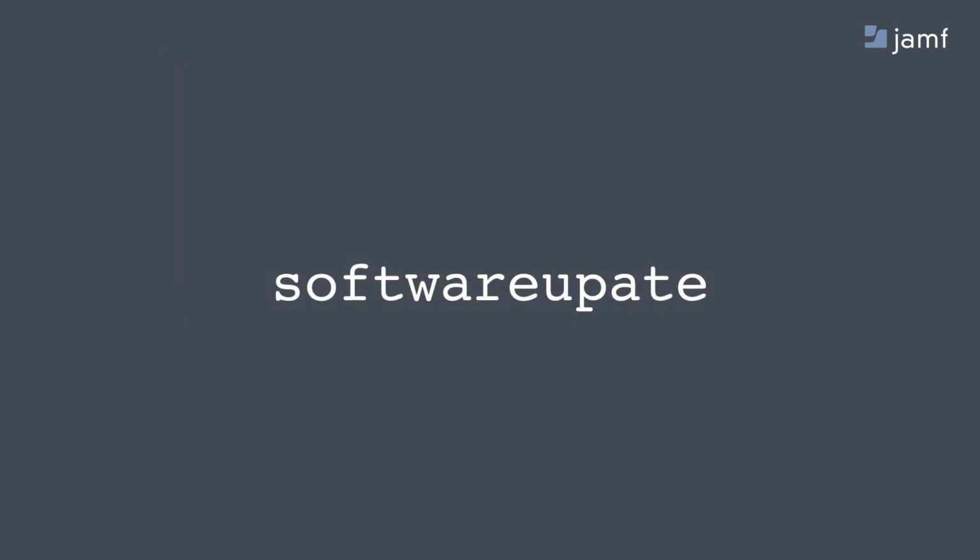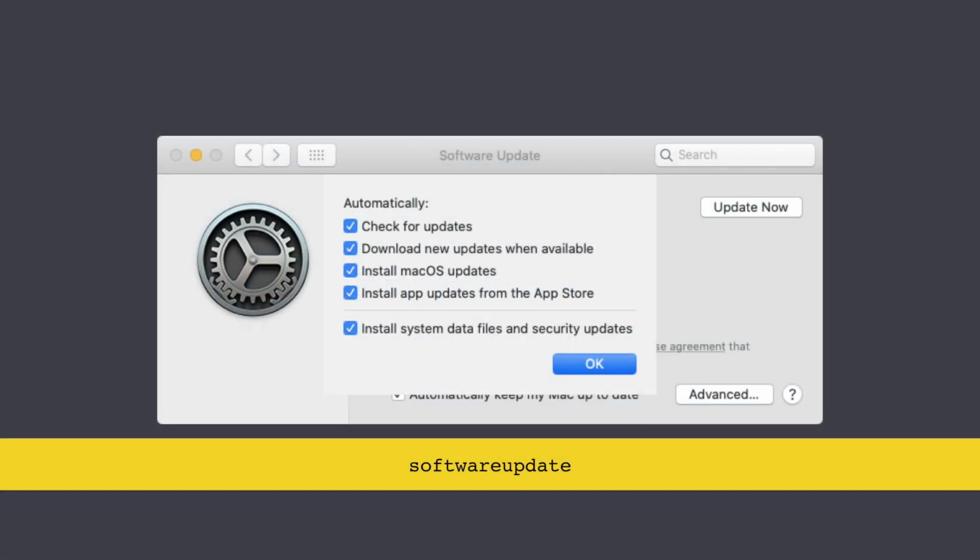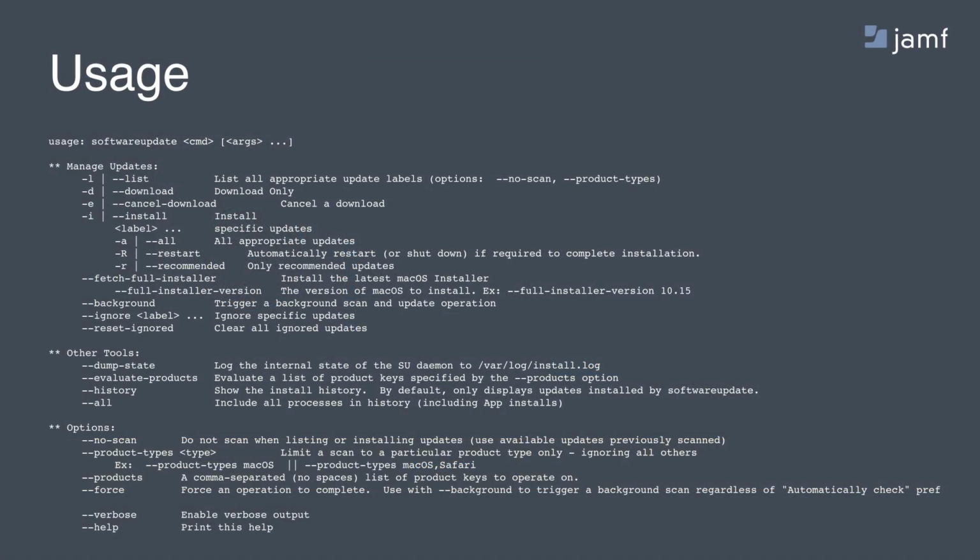Catalina, however, gives us a new option for getting the installer app using the softwareupdate command. This is the command line equivalent of the Software Update pane in System Preferences. It can do most everything you see here, plus some additional cool features. If I open Terminal and simply enter softwareupdate, one word, and press return, I get the usage page.